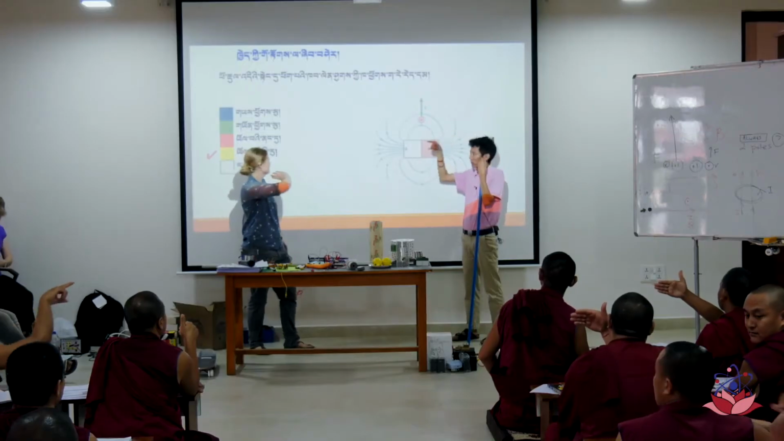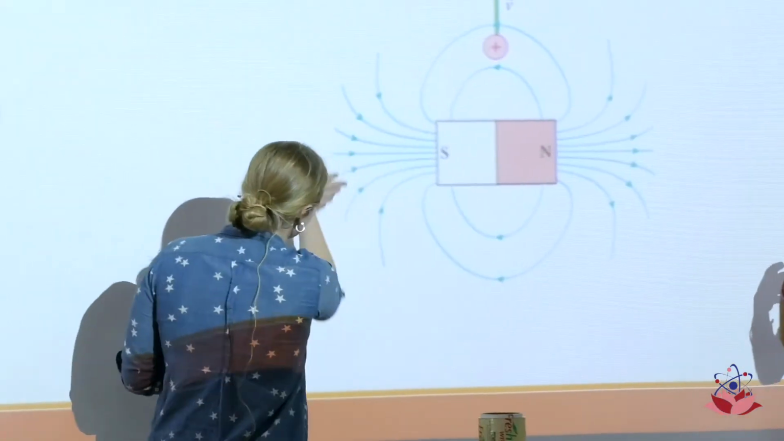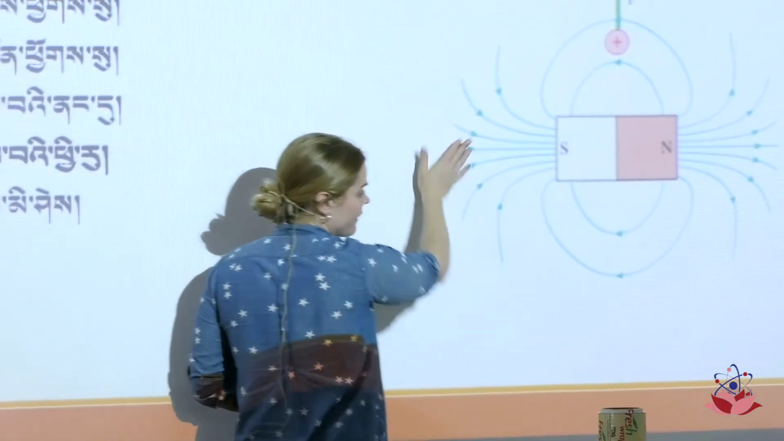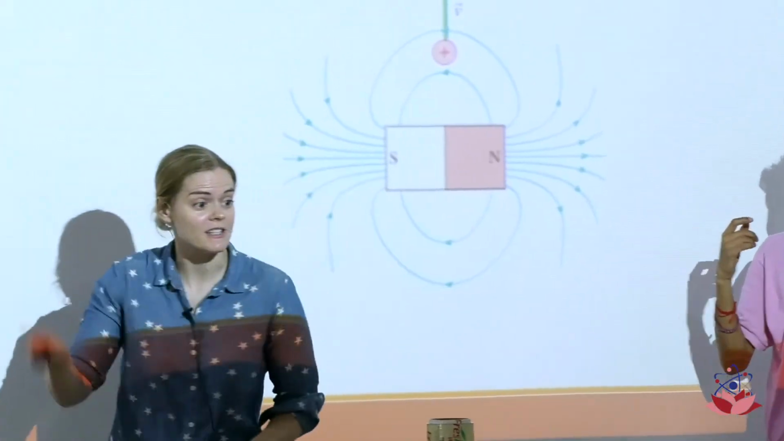Towards this side. Where's this side? So you'll notice that the magnetic field points here, over here, here, over here, here, over here, and here, over here. It changes in space.